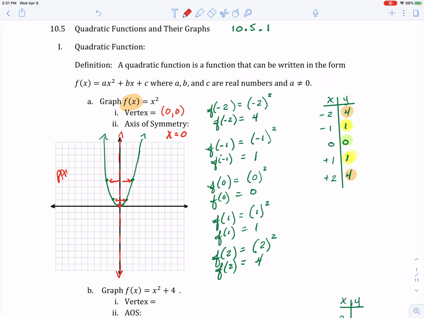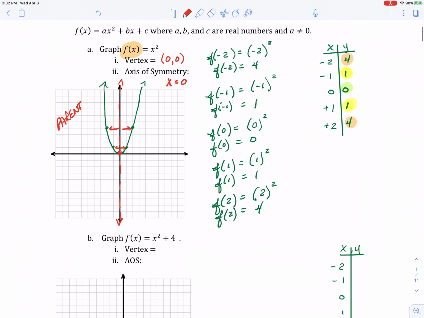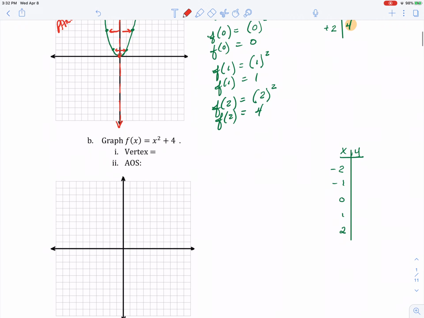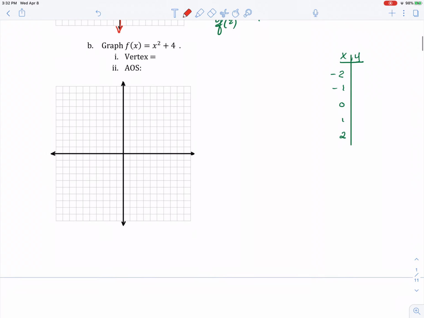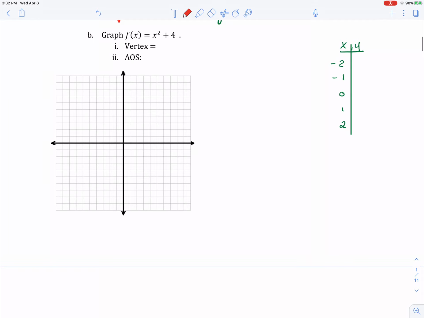So that's what I'm going to refer to as our parent. You'll hear me call this the parent. The basic y equals x squared, or f of x equals x squared. So what we want to do with these is explore what happens as you begin to change some of the numbers. So now instead of having the function f of x equals x squared, it says x squared plus 4. Again, you see I have some numbers out here. It's the same set of numbers.